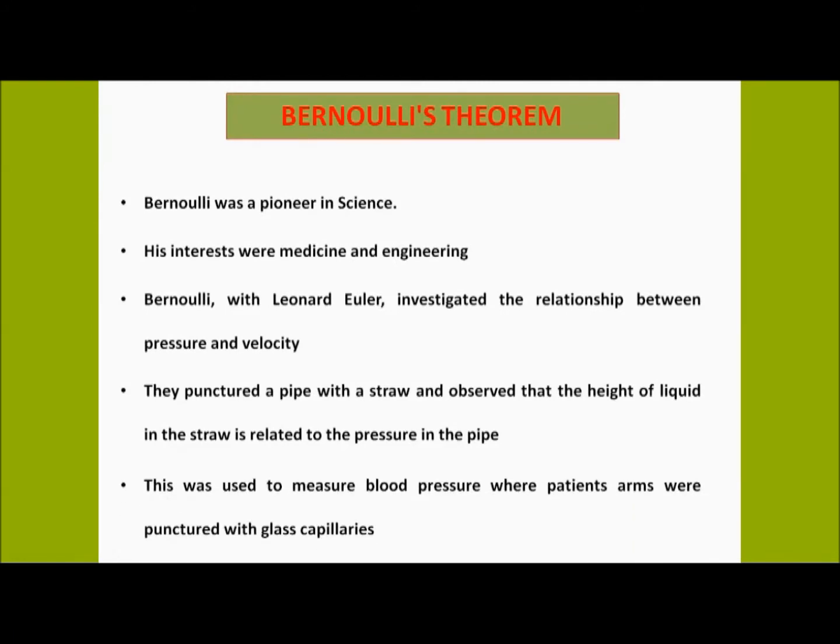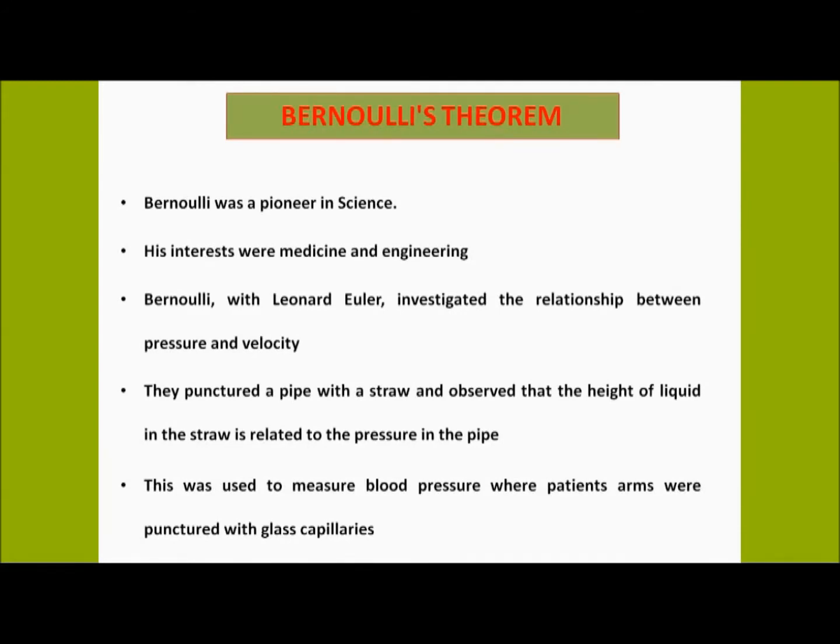Thus, they used this particular relationship to measure blood pressure, where they tried to puncture the blood vessel with glass capillaries. Now you know that in our blood vessels the blood is flowing, right? The blood has a pressure. What is the pressure of the blood? It is the pressure exerted by the blood on the wall of the vessel. That vessel can be either an artery or a vein.